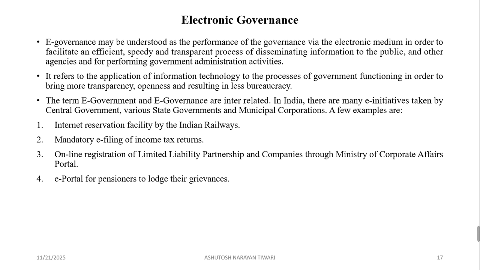Electronic governance. Electronic governance may be understood as the performance of governance via the electronic medium in order to facilitate an efficient, speedy, and transparent process of disseminating information to the public and other agencies and for performing government administration activities. It refers to the application of information technology to the process of government functioning in order to bring more transparency, openness, and resulting in less bureaucracy. The terms e-government and e-governance are interrelated.